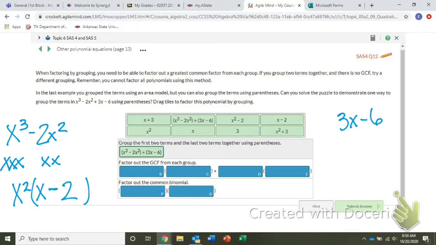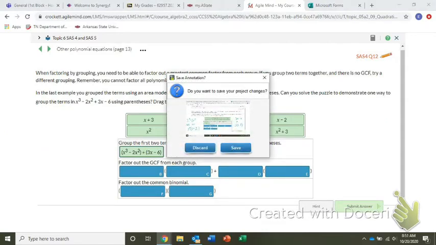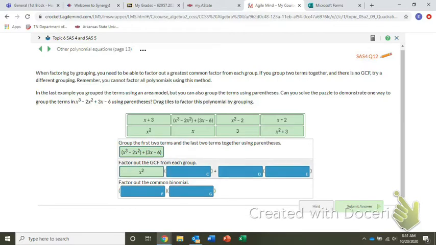Minus 2. Over here, this just has an x, and that has nothing, but 3 goes into negative 6. How many times? Okay, so now we're going to say x squared times x minus 2, and 3 times x minus 2.